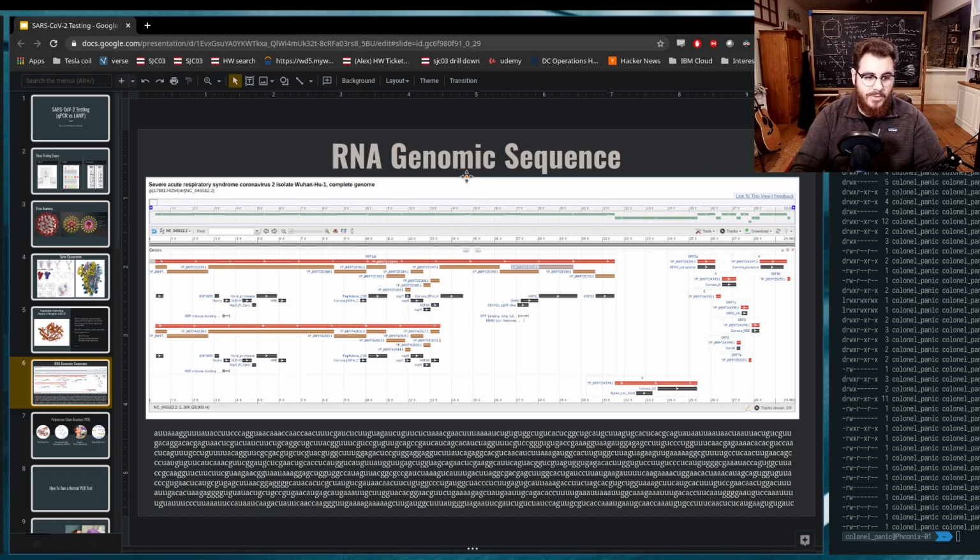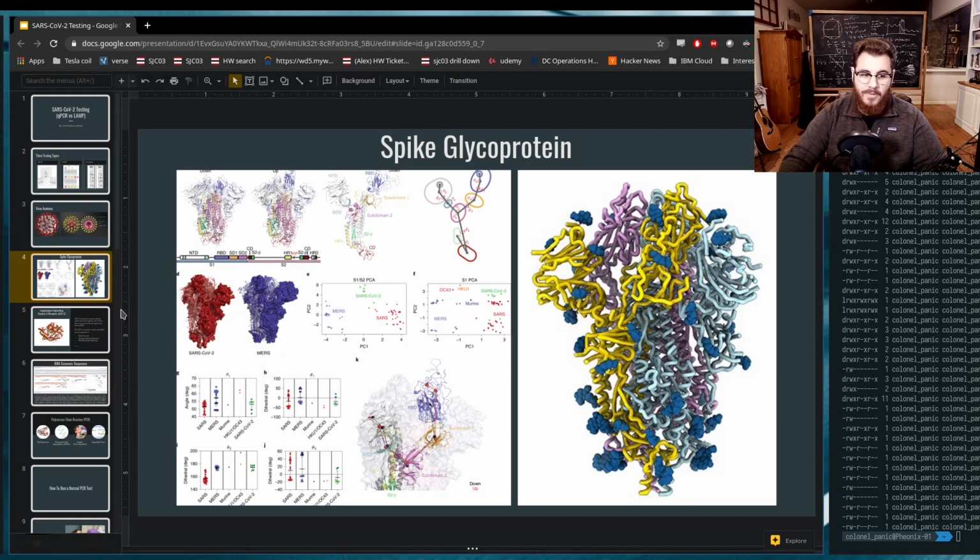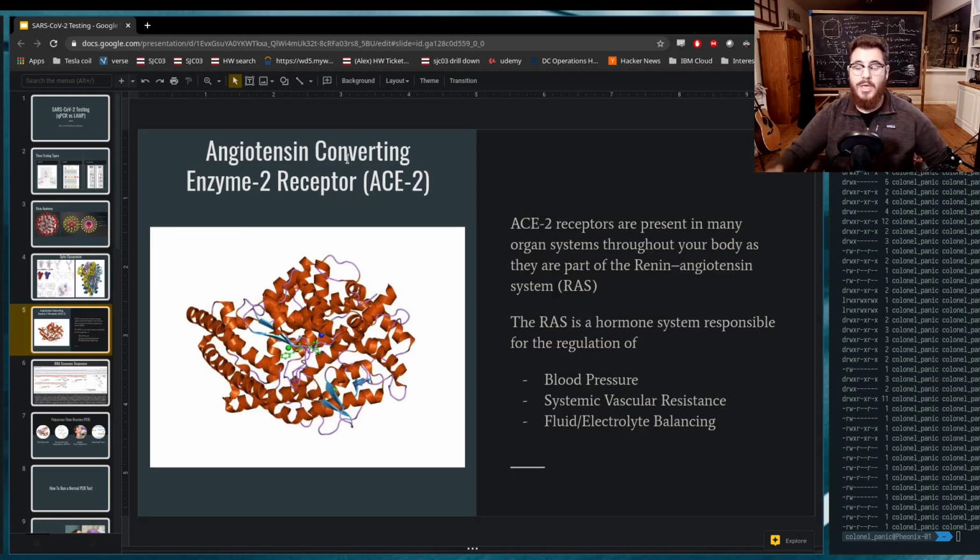Now, it's important to note here that when you're infected and that whole process happens, the reason that there's such a wide array of symptoms for the coronavirus is mainly the fact that when this receptor binding domain attaches to these ACE2 receptors, you have ACE2 receptors all over your body.